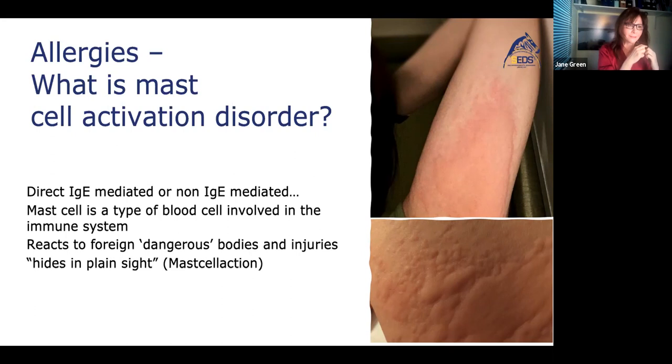So where am I? Yeah, so the mast cells can react to different things. It can be exercise. Some people have issues with exercise, chemicals, fragrances, and stress. And I'm one of them.